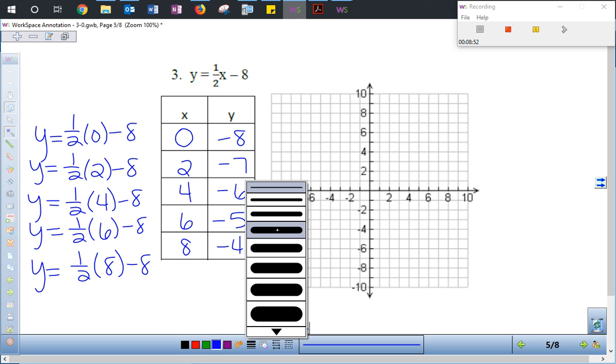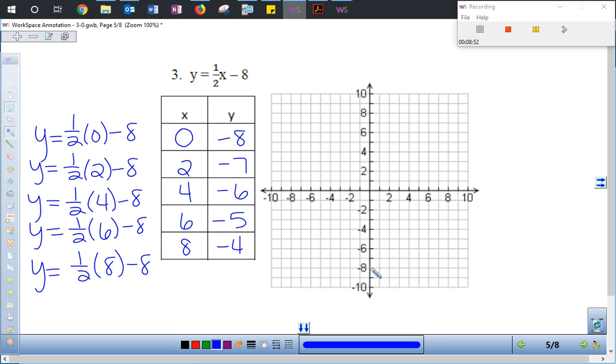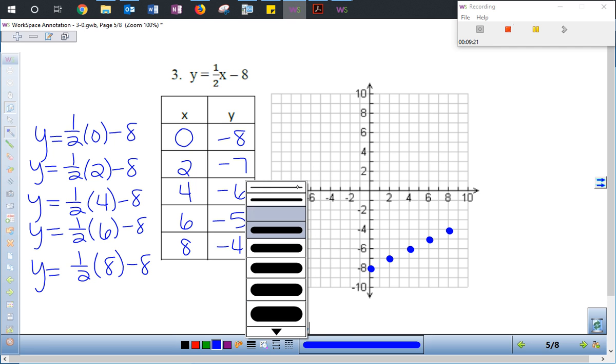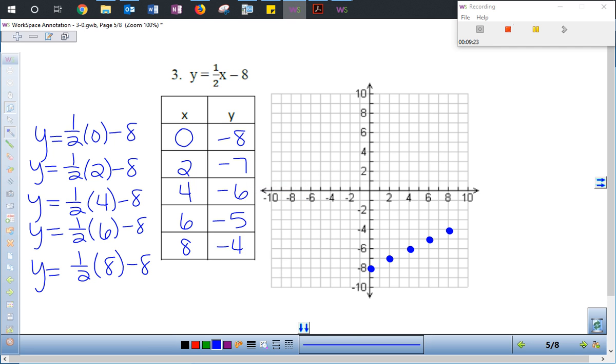Now let's plot our points. So I have 0, negative 8. So to the right 0, down 8. 2, negative 7. So to the right 2, down 7. 4, negative 6. To the right 4, down 6. 6, negative 5. So to the right 6, down 5. 8, negative 4. To the right 8, down 4. Then connect it with the straight edge all the way through and end with arrows.